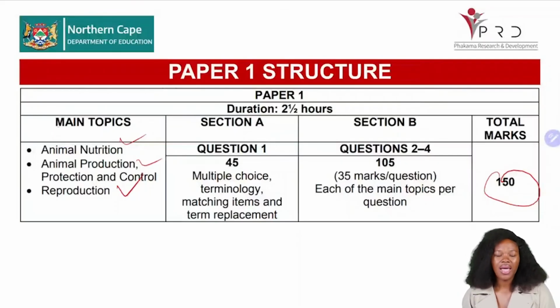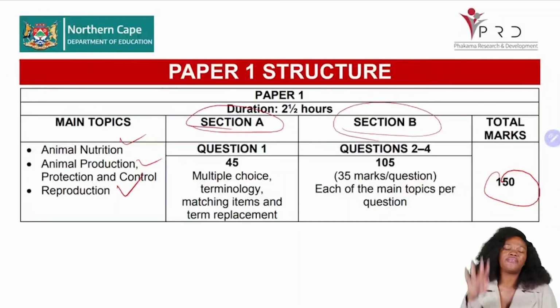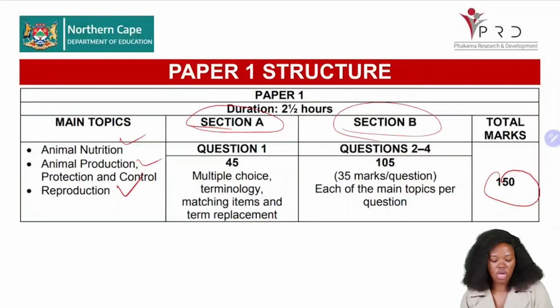Now, your paper has 2 sections. Firstly, section A, and the second one, section B. Your section A is filled with short questions, and there is only one question, which is question 1, that is out of 45 marks.